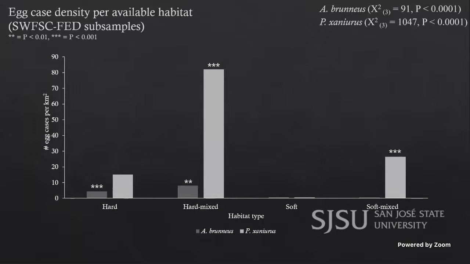When looking at egg case density per available habitat, significant habitat associations were found independently for both species. Chi-square post hoc tests of independence were run, and significant associations were found for both species. The category hard mixed was the primary attachment substrate for both species, whereas hard substrate was the secondary habitat type for A. brunnius, and soft mixed was the secondary habitat type used for P. xaniurus, which I thought was an interesting result.